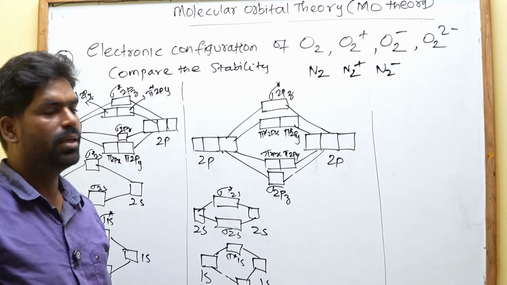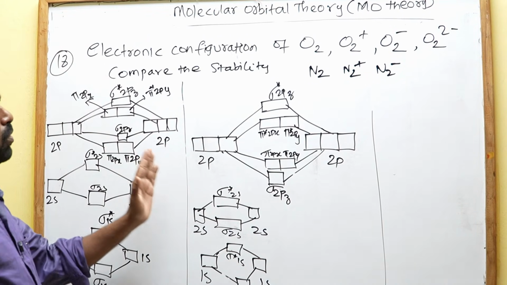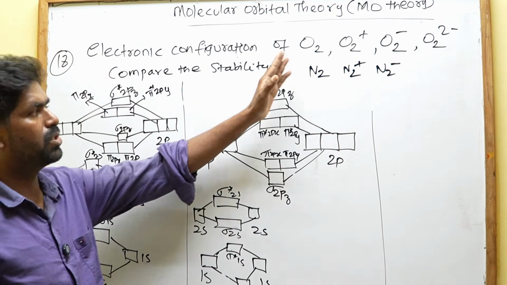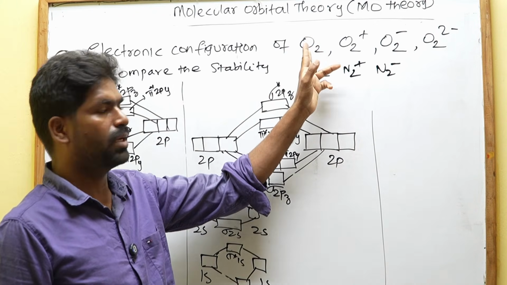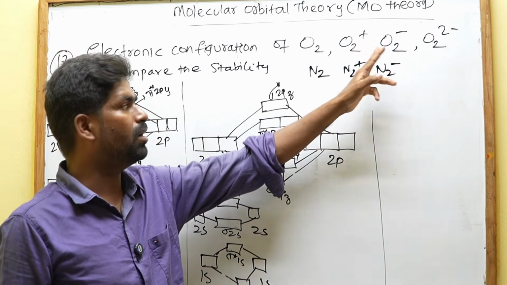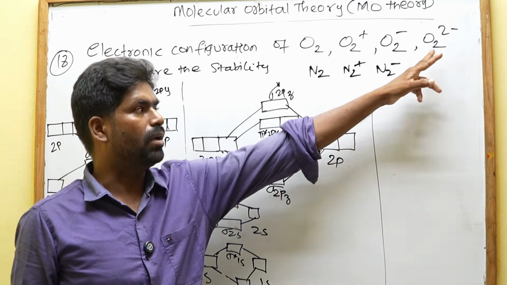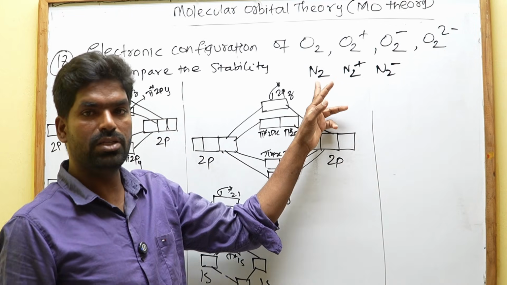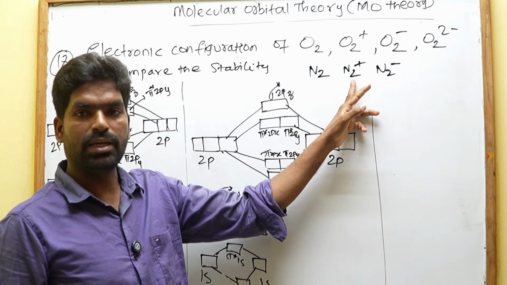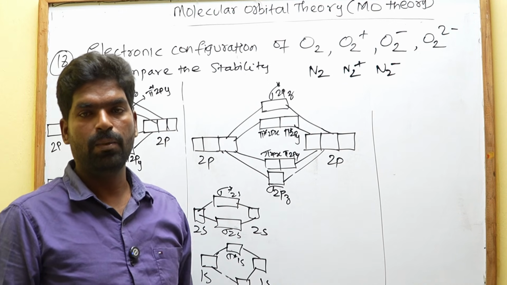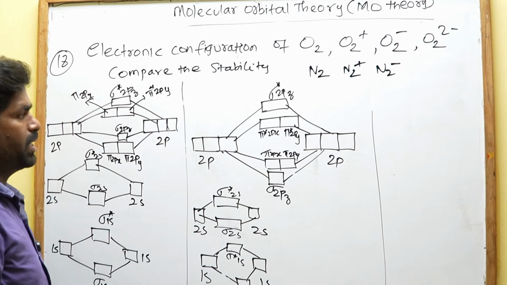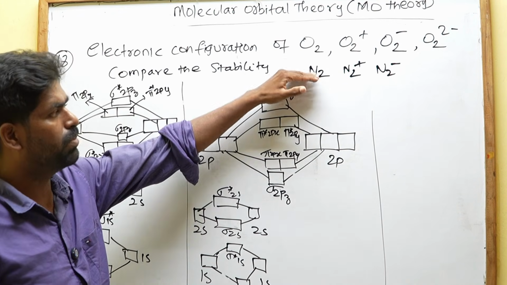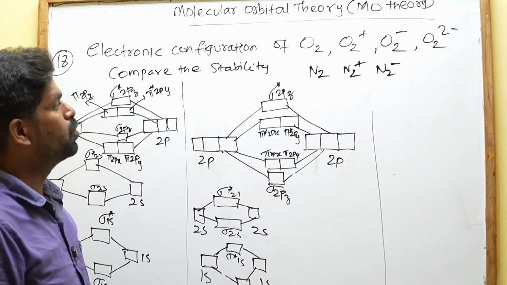Hello students, in this video you are going to learn about electronic configuration of different species like dioxygen, dioxygen cation, dioxygen anion, dioxygen dianion, dinitrogen molecule, dinitrogen cation and dinitrogen anion. I would like to emphasize the distinct difference between these two molecules and ions.